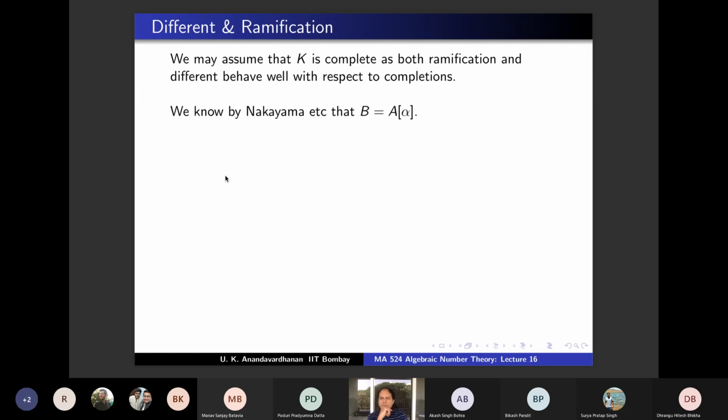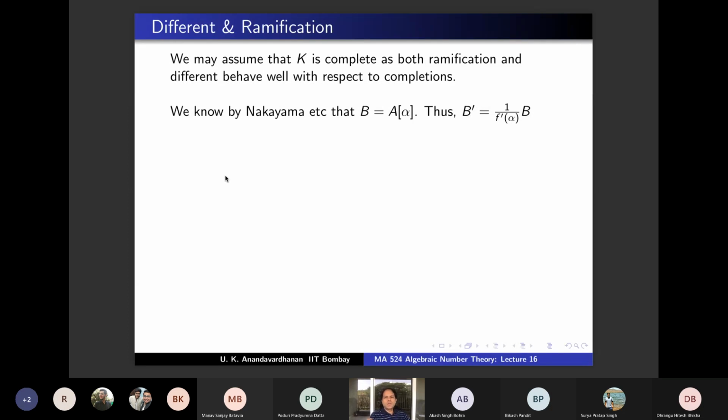This we did last time. The dual lattice B prime is generated by one element. And what is that element? 1 by f prime alpha. Okay, so B prime is 1 by f prime alpha B. Check your notes of last class, it's there.